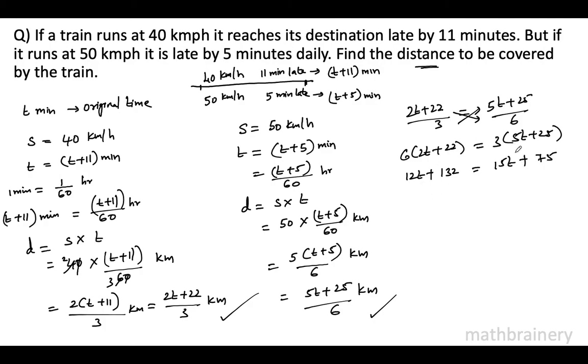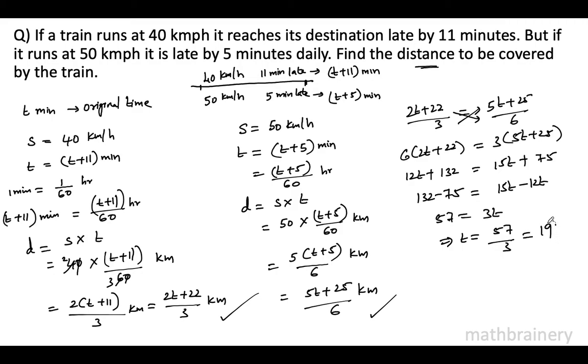Let's transpose 12t to the right side and 75 to the left hand side. You get 132 minus 75 is equal to 15t minus 12t. 132 minus 75 is 57. 15t minus 12t is 3t. So what should be t? t must be 57 by 3, which is 19.